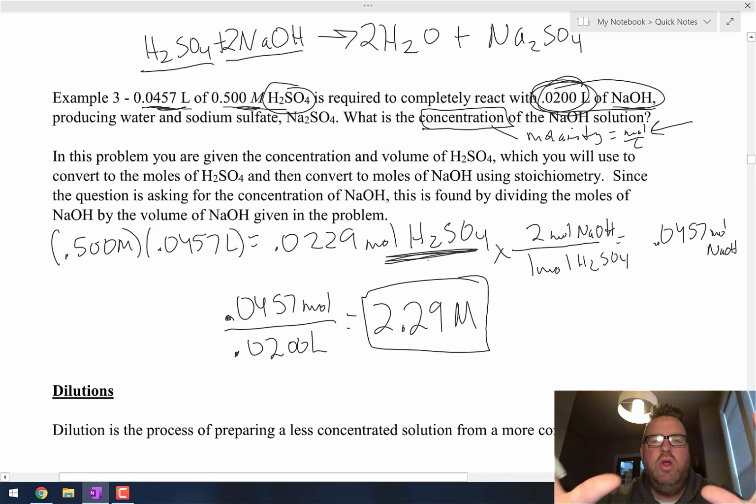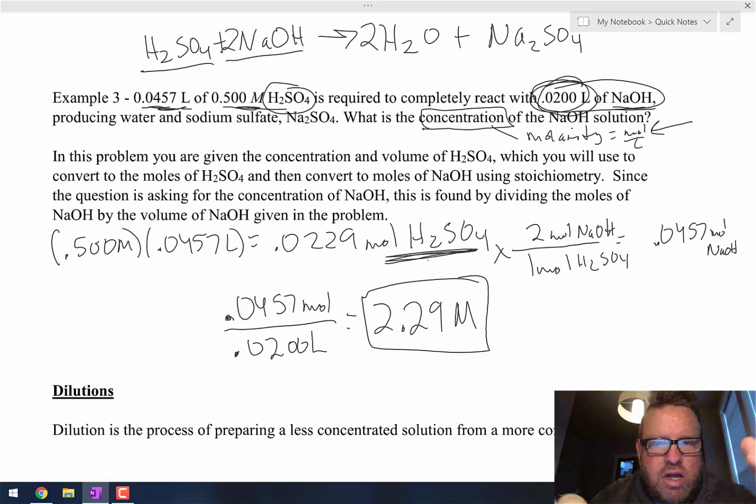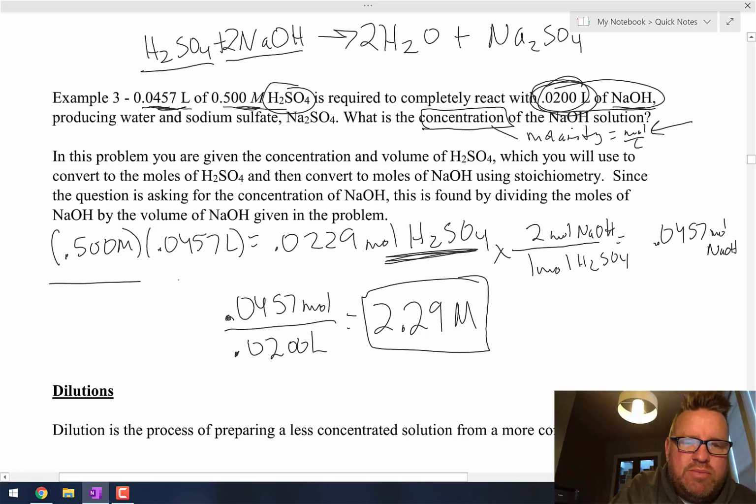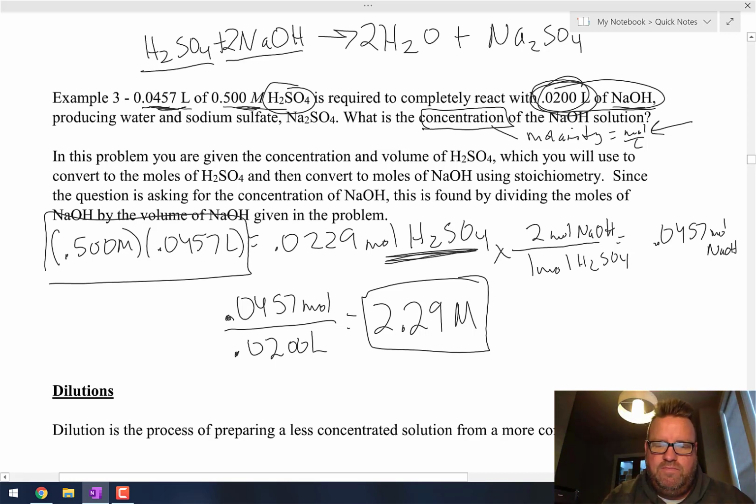So again, with concentrations, with molarities, the only thing that's different is rather than converting grams to moles, you're using concentration and volume to convert to moles. And then you just do the rest of the stoichiometry problem like every other stoichiometry problem you've done this year.